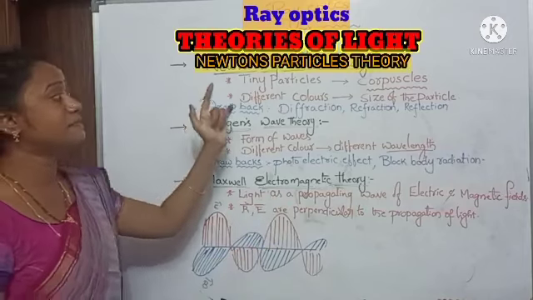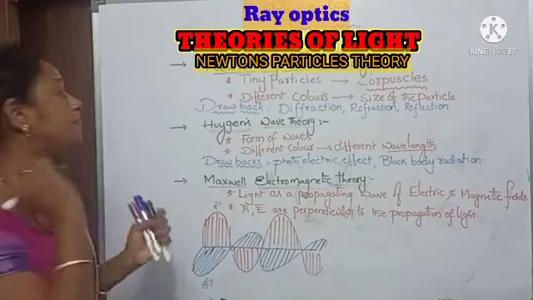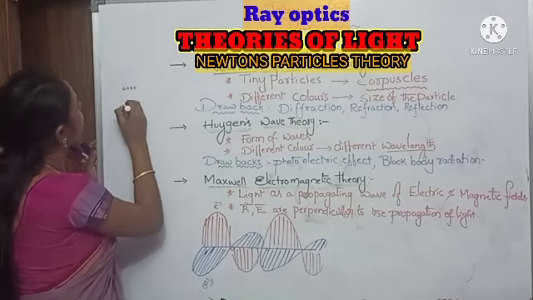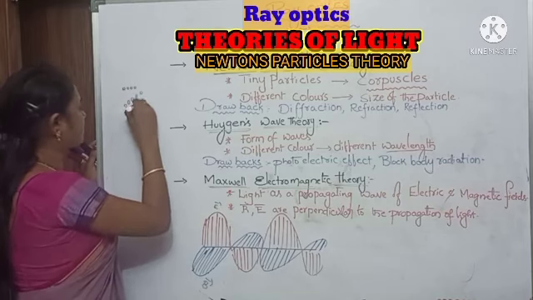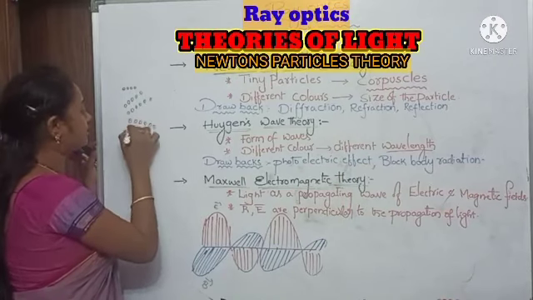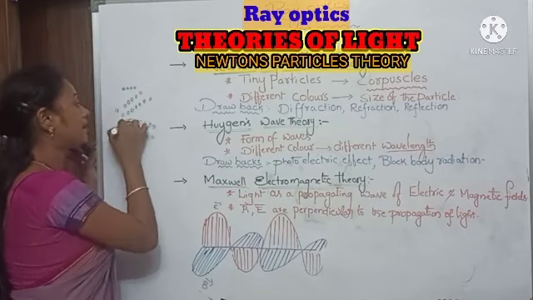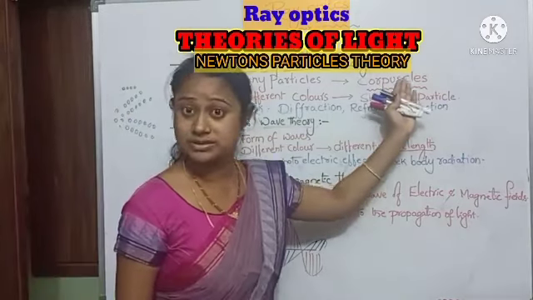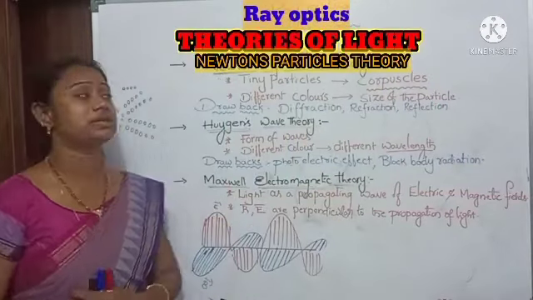First of all, Newton's particle theory. According to Newton, light consists of tiny particles. They are known as corpuscles. So light travels in the form of tiny particles, and the light spreads in all directions in the form of these particles. And this theory was also known as Newton's corpuscular theory.